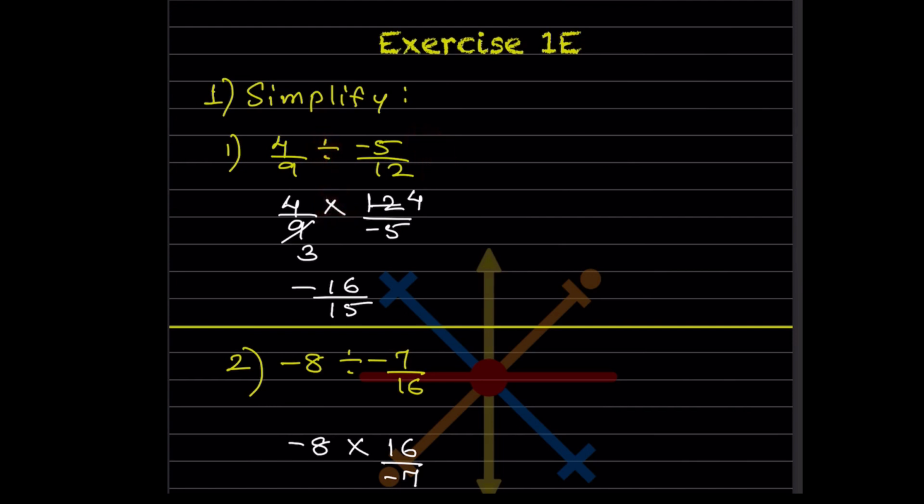So that is going to be 12 by minus 5. So what will you get here? 3 3s are 9 and 3 4s are 12. So this is going to be 16 by minus 15. Now we can also write here minus 16 by 15.